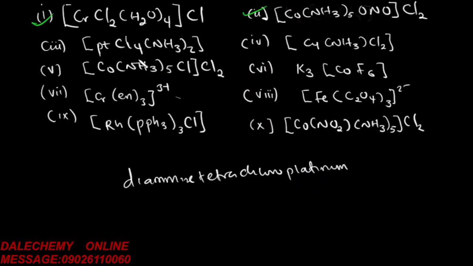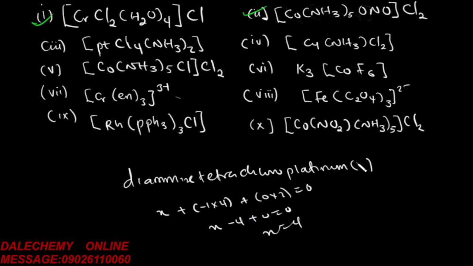So what will be the oxidation state of this platinum? Because you must put its oxidation state. So X for platinum plus chlorine is minus 1 times 4, plus ammonia is neutral times 2, which will be equal to 0 because the overall charge is 0. So X minus 4 plus 0 equals 0. So X will be equal to 4. So this will be plus 4. So that will be diammine, tetrachloroplatinum 4.